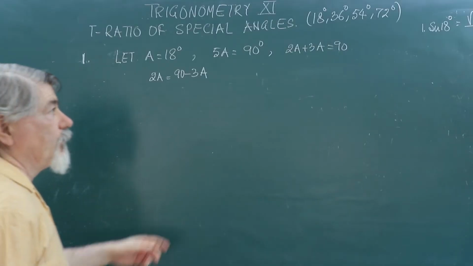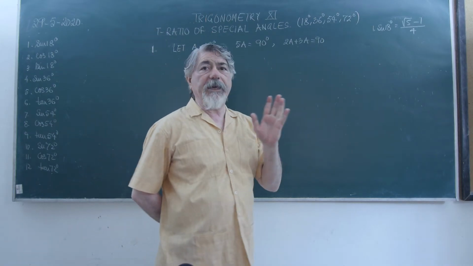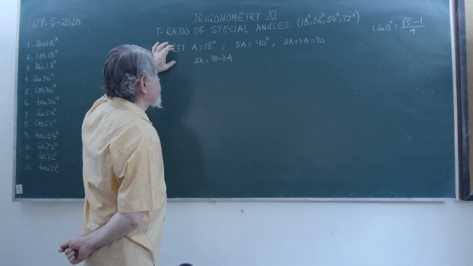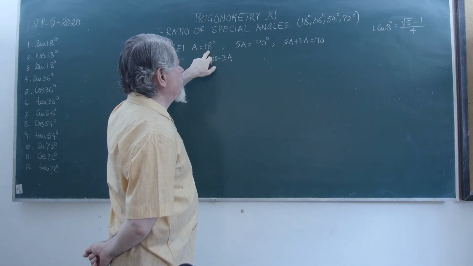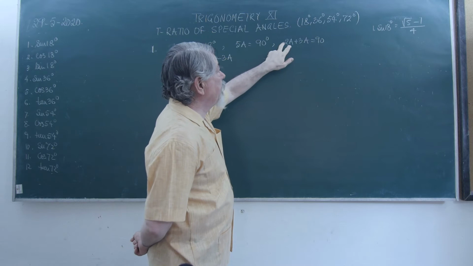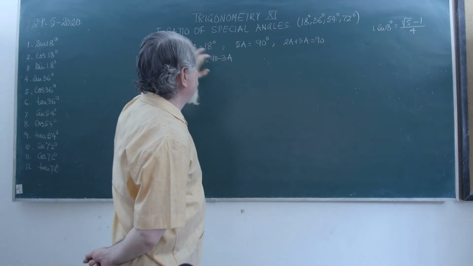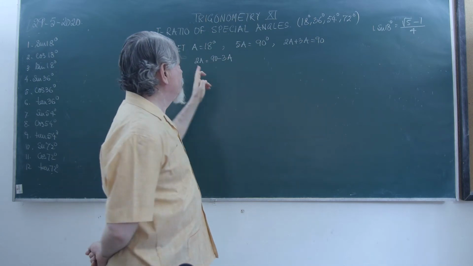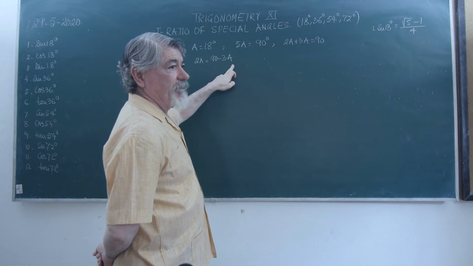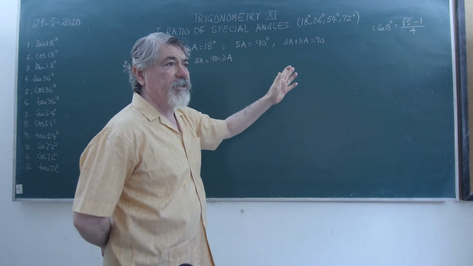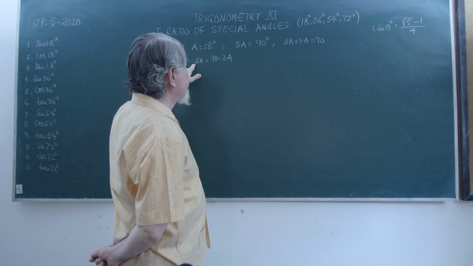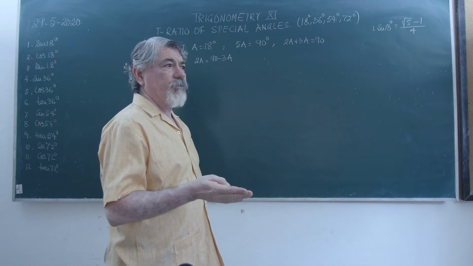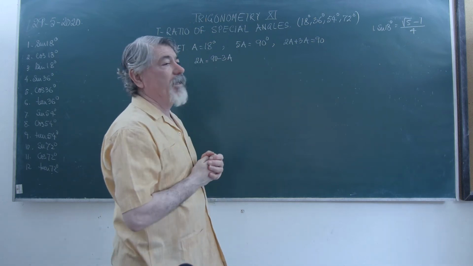We calculated the value of sin 18 as root 5 minus 1 upon 4, which is written on the right side of the board, using the proposition that A is equal to 18, 5A is 90, so 2A plus 3A will be 90, and we said 2A will be 90 minus 3A, and we applied the sine. Sin 2A was sin 90 minus theta, sin 90 minus theta became cos theta, so we applied sin 2A as 2 sin A cos A, and cos 3A we said is 4 cos cube A minus 3 cos A, and from that we got the value of sin 18.